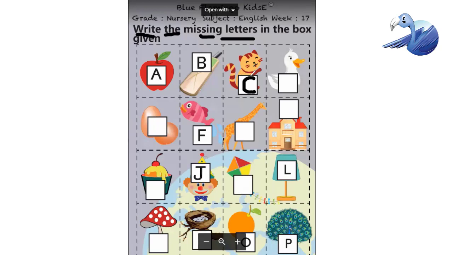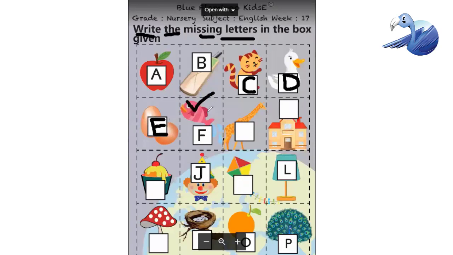Now the next picture is duck. So D is which letter sound, students? D letter. Very good. So we have to write D here. Now next is eggs. So which letter? Very good. E. So we have to write E here.